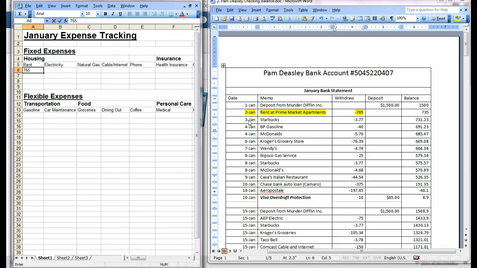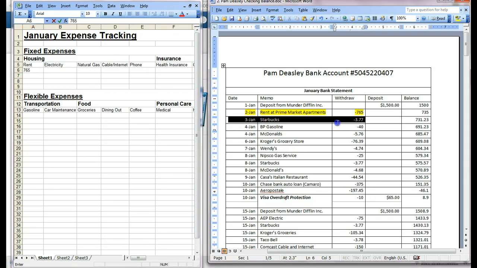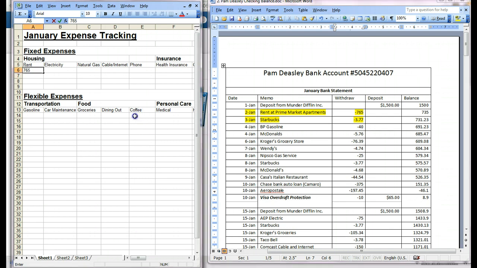Next one, we've got Starbucks. One of the trends that you'll quickly pick up on is Jim and Pam's love for coffee. Maybe they have a job where they have to get up early in the morning, get a little caffeine going, but they drink a lot of it. So we actually have a whole category just for coffee right here. 3.77.